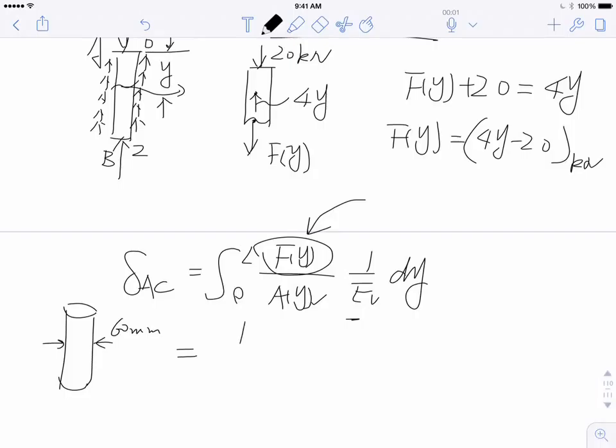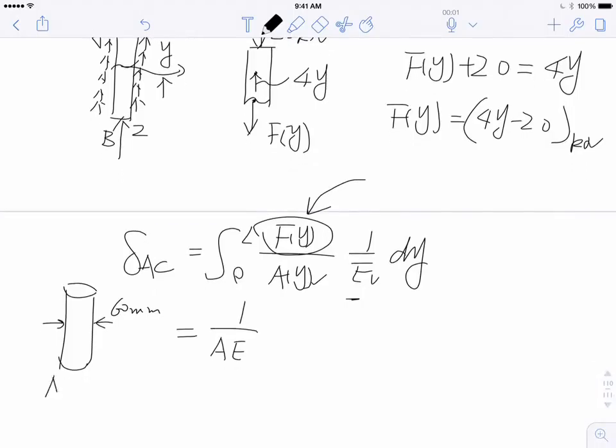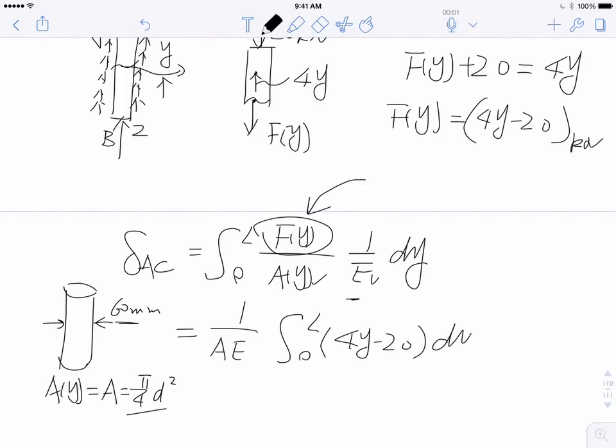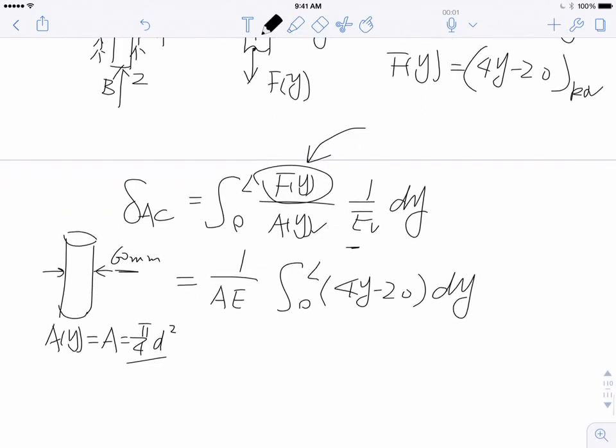So therefore, let's move the A and E outside of the integration, because Ay is a constant equal to A, which equals pi over 4 d squared, and d is 60 millimeters. Okay. So A is moved outside of the integration, and the integral from 0 to L has Fy, which is 4y minus 20, dy. So that is my integration for the displacement from A to C. Okay, so let me make sure this thing doesn't get in your way.